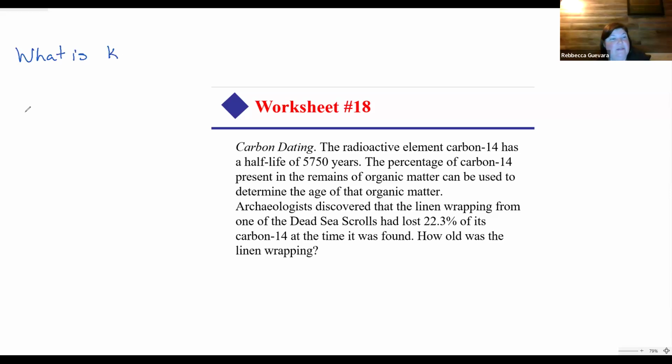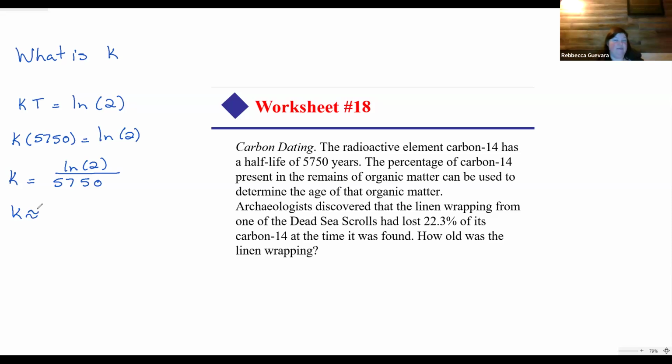We know what K is. So we know that K times T equals natural log of 2. So like I said, we can still use this formula. It's going to be fine. We know that T is 5,750 because that is the half-life of carbon-14. So if I want to know what K is, it's just natural log of 2 divided by 5,750.